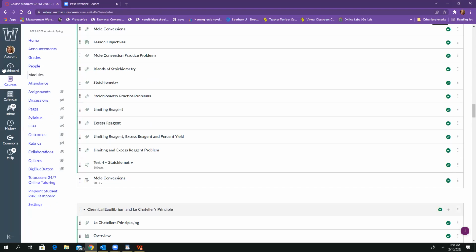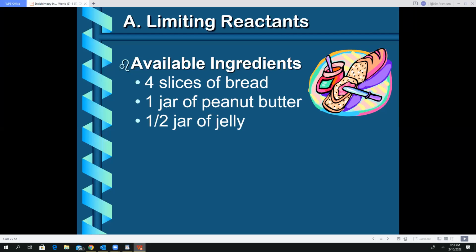So now you can see it, right? And you should be able to see, this is the PowerPoint that I used. There's the mole conversions that we use to practice. Here's the stoichiometry. There's the limiting reagent. So this is the PowerPoint we're using right now. And this is this right here. Okay, so like I was saying, we have this stuff available.